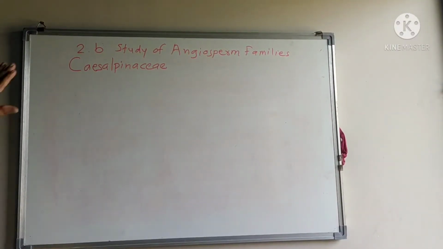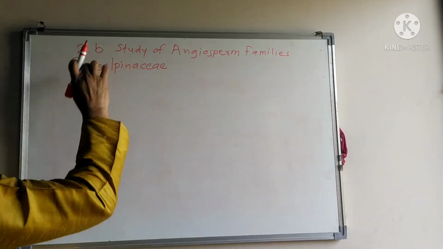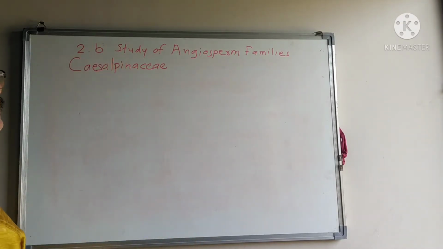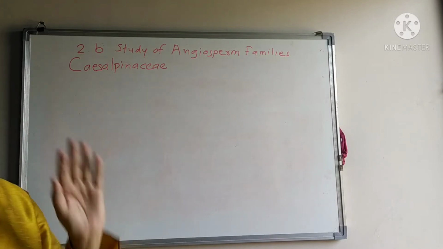Examples include Senna, Caesalpinia pulcherrima, Delonix regia, Acacia. For this study of the families, this family comes from the subclass Polypetalae, on the basis of presence or absence of the corolla, and whether the corolla is free or fused.